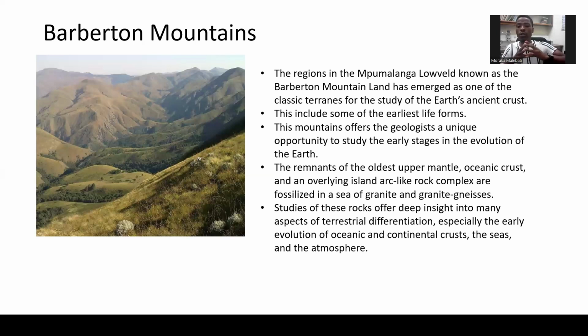The studies of these rocks offer deep insight into many aspects of terrestrial differentiation, especially the early evolution of oceanic and continental crust, the seas, and the atmosphere. So if we want to understand the evolution of the Earth, we use the Barberton Mountains. We take our studies right into the Barberton Supergroup. Then we will be able to understand the evolution of our early oceanic crust and continental crust, the seas, and also the atmosphere.